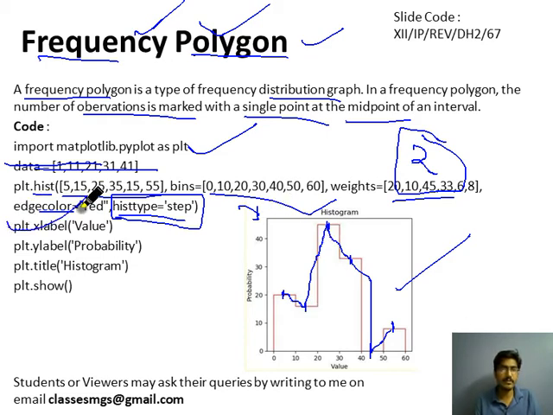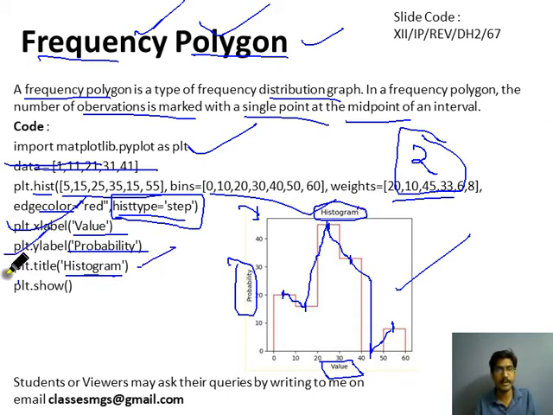You can set the X label, then the value will be printed here. And if you set the Y label as probability, then probability will be written here. If you set the title of this graph as a histogram or anything, then it will display that at the top. So remember the 3 properties. And the last method to draw, we use plt.show. That much, if you know, is sufficient from your exam perspective.